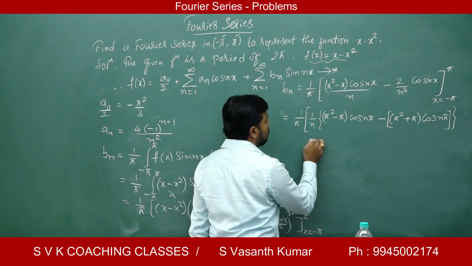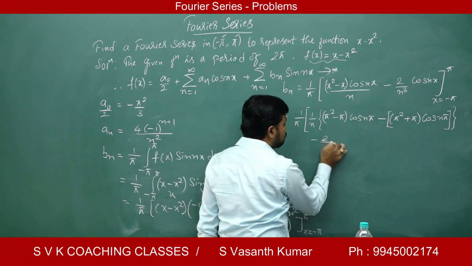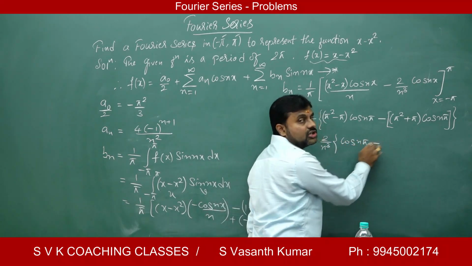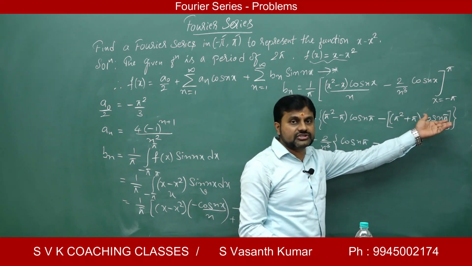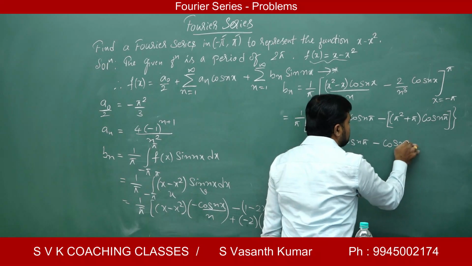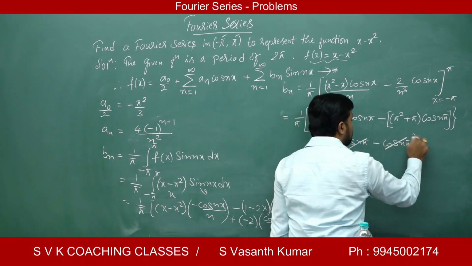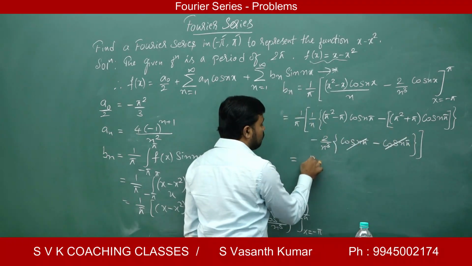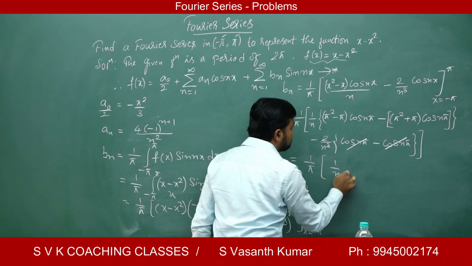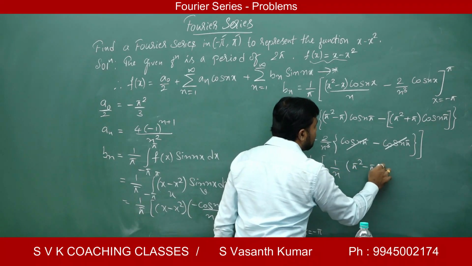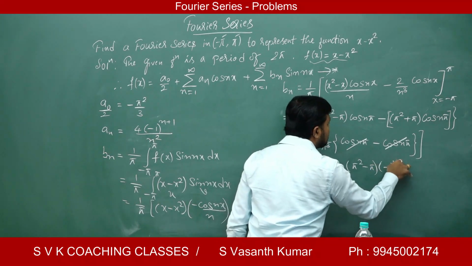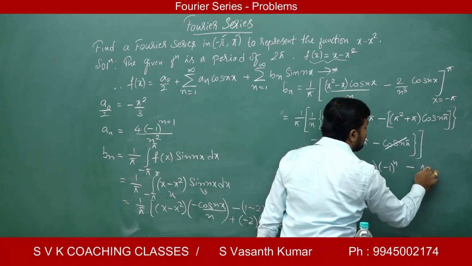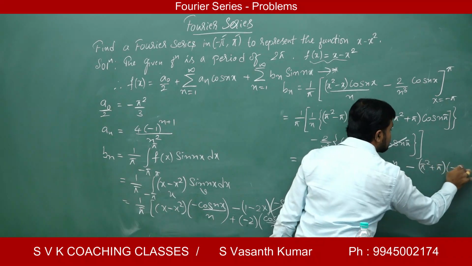Now substituting in the second term, minus 2 by n cube times cos n pi minus cos of minus n pi. Cos of minus theta is cos theta, therefore cos n pi. So the cos n pi terms get cancelled. You are left with these two terms. So 1 by pi into 1 by n times pi square minus pi into minus 1 power n, since the cos n pi value is minus 1 power n, minus pi square plus pi into minus 1 power n.